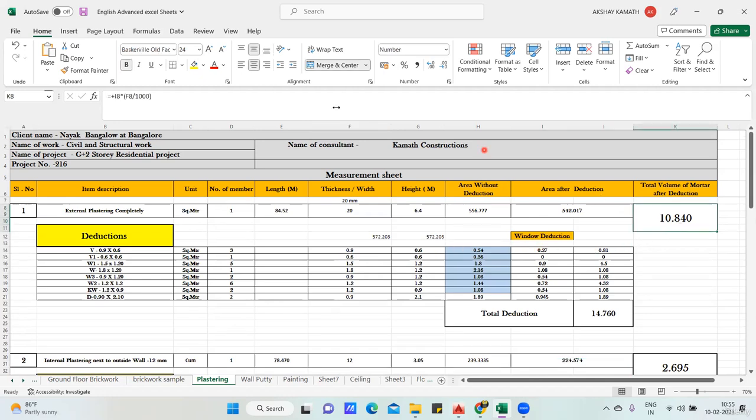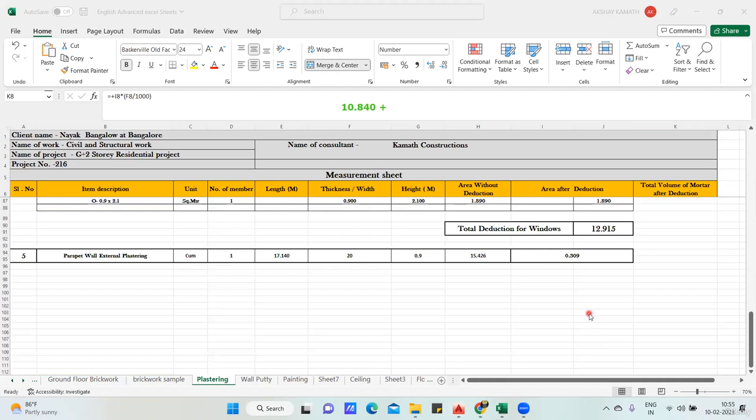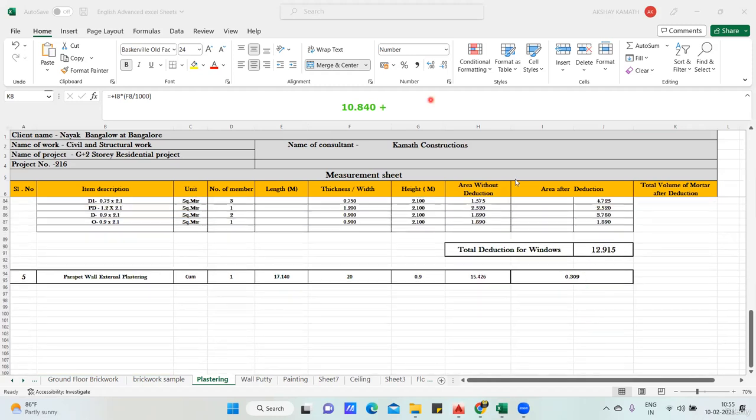Just write it here. So this is 10.840 plus, what is the answer we have got now here? Yes, 0.309. So 10.840 plus 0.309, how much will it be? It is 11.149 cubic meter, right? So this is one way of understanding.